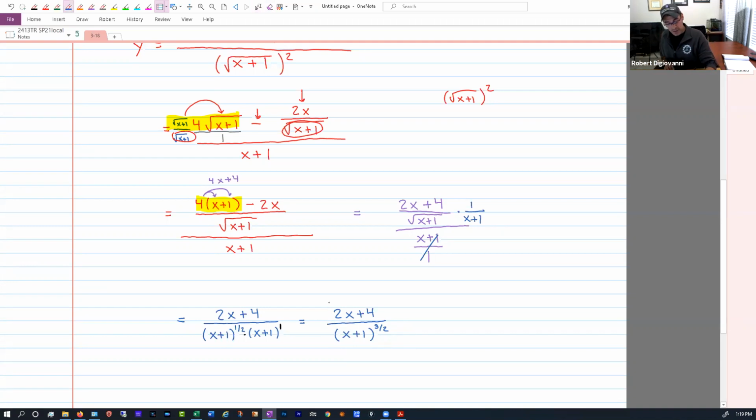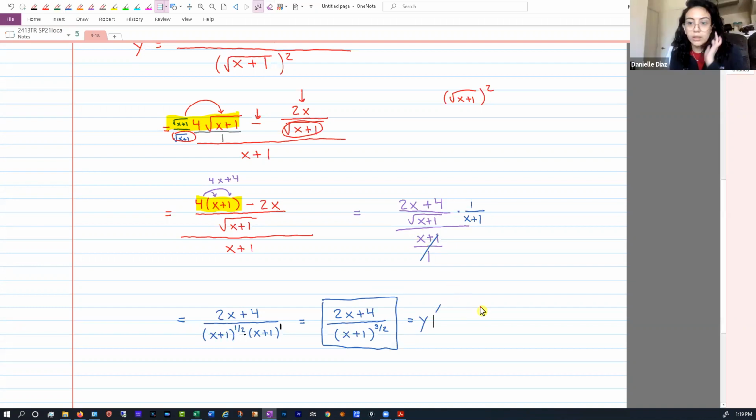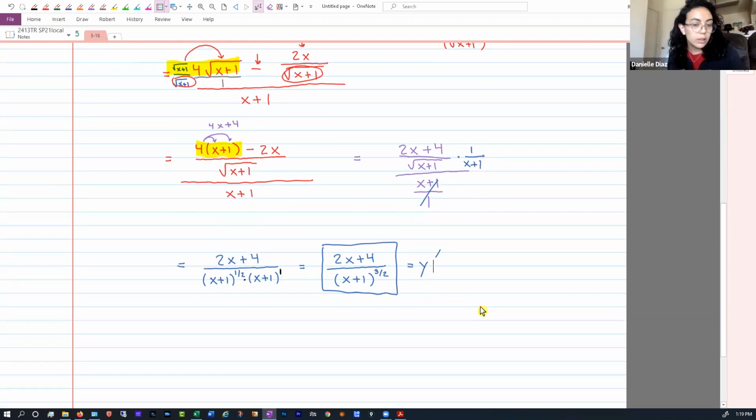This is about as clean as it's going to be. That's y prime. That's our derivative. Our first derivative, right? We're supposed to find the second. Oh yeah, it's going to get ugly in here. Yeah, so y'all ready for the second derivative now?